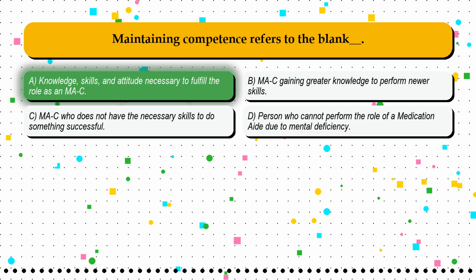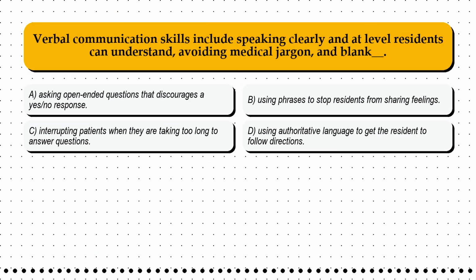The correct answer is option A. Knowledge, skills, and attitude necessary to fulfill the role as in MACE. Question 56. Verbal communication skills include speaking clearly and at level residents can understand, avoiding medical jargon, and blank blank. Option A. Asking open-ended questions that discourages a yes/no response. Option B. Using phrases to stop residents from sharing feelings. Option C. Interrupting patients when they are taking too long to answer questions. Option D. Using authoritative language to get the resident to follow directions.